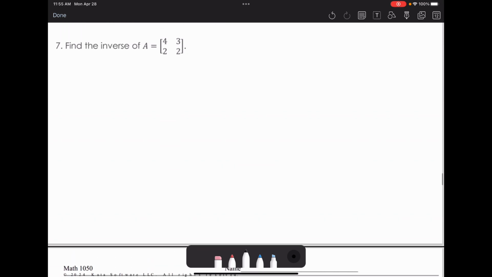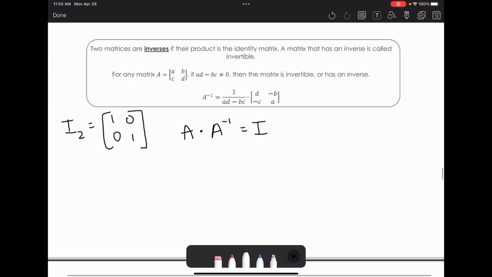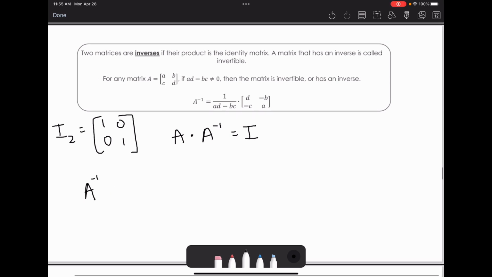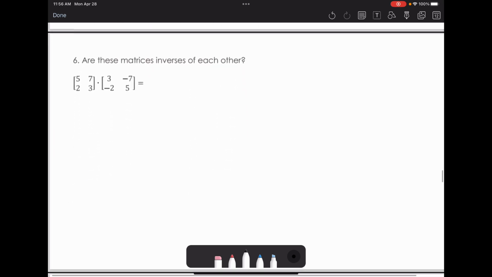So, where was I? Right here. So the way you find the inverse of a 2 by 2 matrix is 1 over the determinant of the matrix A, and then you switch A and D places, and you switch the sign of the other diagonals, the B and C. And that's right here. So we just talked about how to find the determinant. You need to have the determinant to find the inverse. So let's try it.